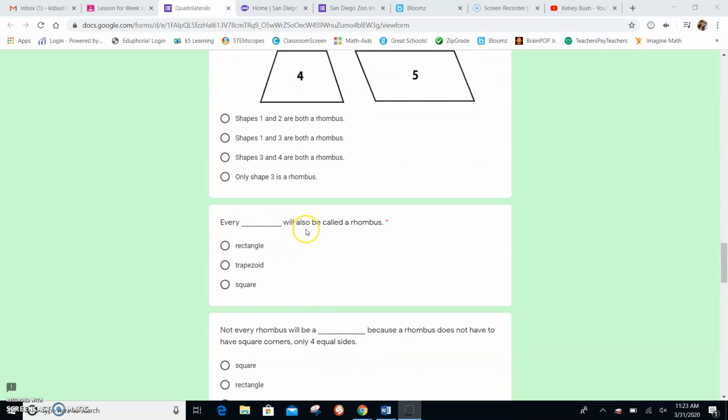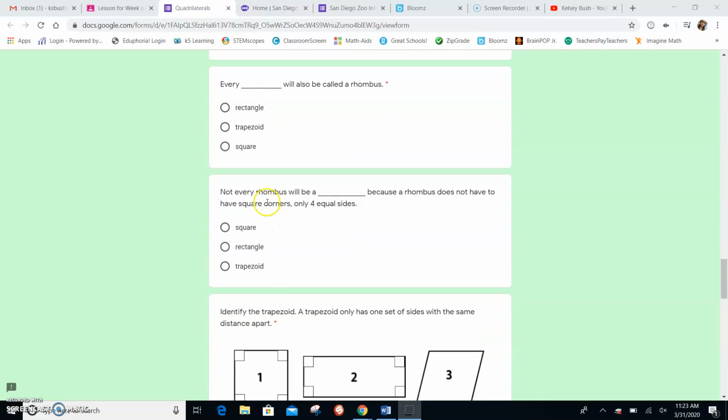Every blank will also be called a rhombus. Every rectangle, every trapezoid, every square. Not every rhombus will be a blank because a rhombus does not have to have square corners, only four equal sides. Not every rhombus will be a square. Not every rhombus will be a rectangle. Not every rhombus will be a trapezoid.